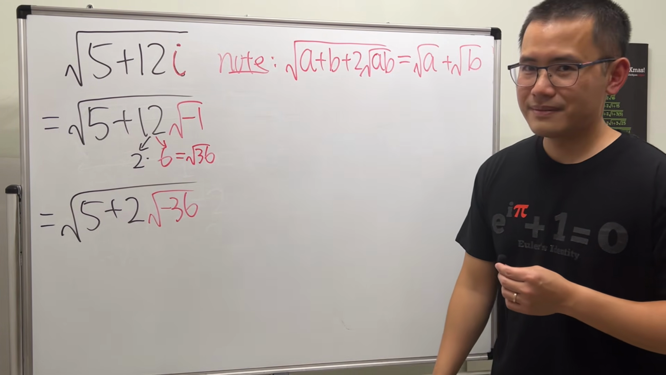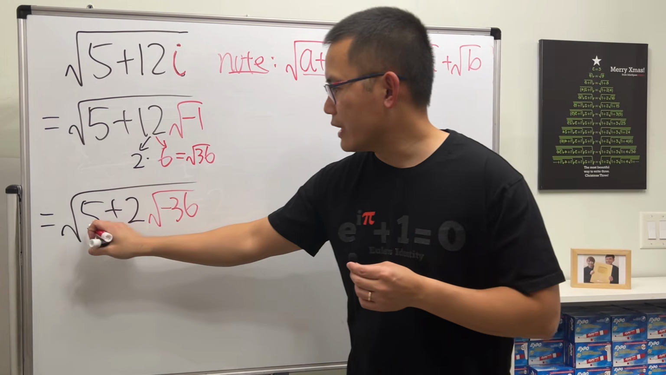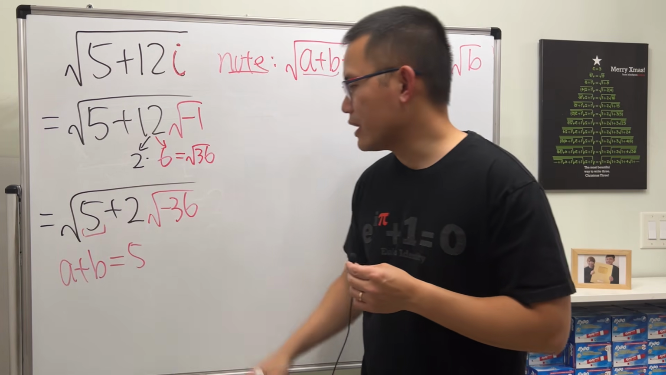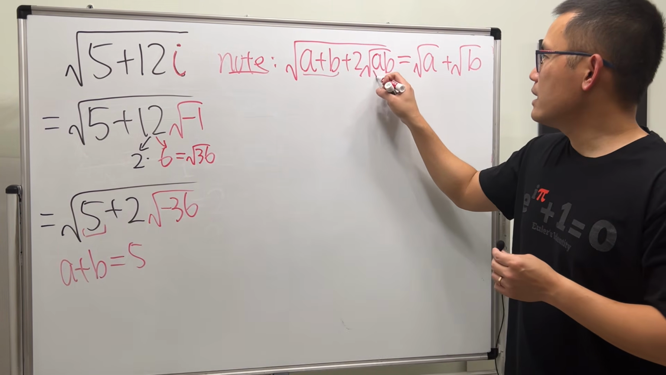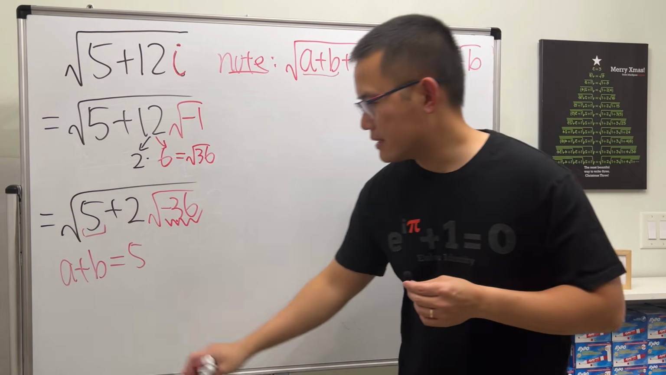which is -36. Now, can we think about two numbers? When we add them, we get 5. So let me write that down. Two numbers, when we add, we get 5. Together, when we multiply them, we end up with -36.